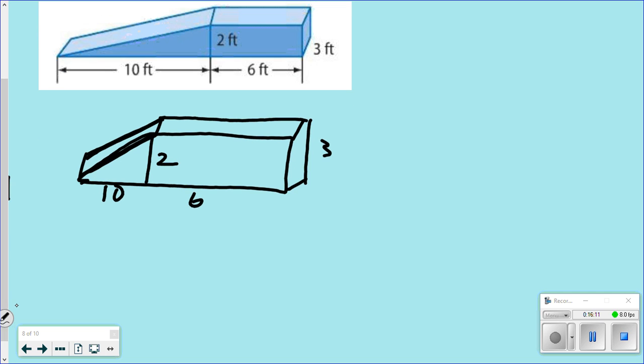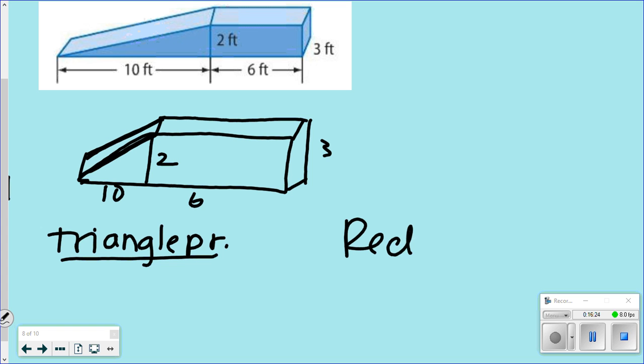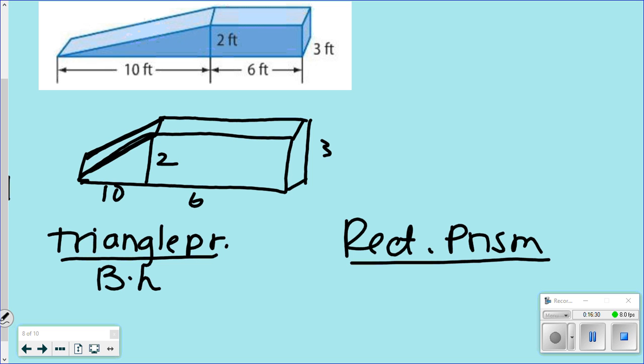So remember we did composite figures? So write what you have. You have a triangular prism. You have a rectangular prism. Okay, and start doing each of them. So here's the base, here's the height. I'm going to do the triangular one first. I gotta find the area of that.